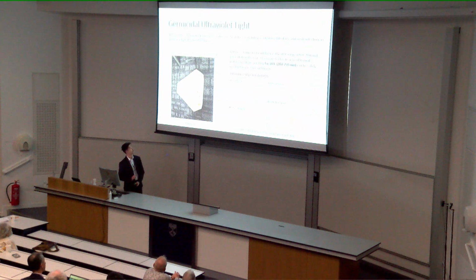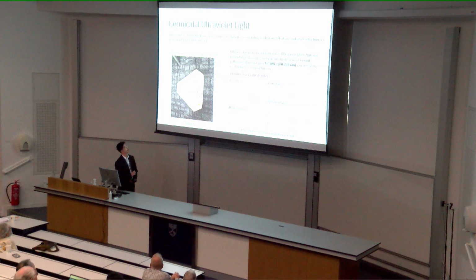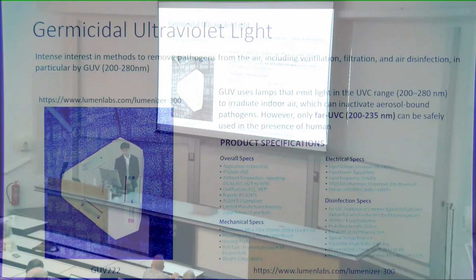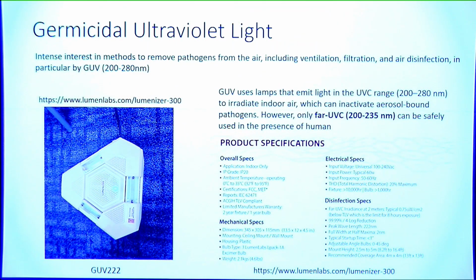There has been a growing interest in germicidal ultraviolet light to remove pathogens from the air, especially in the wavelength range from 200 to 280 nanometers. UV utilizes lamps to emit light in the UV range to irradiate indoor air and ultimately inactivate aerosol-bound pathogens. But here's the caveat: only Far-UVC light from 200 to 235 nanometers can be safely deployed in the presence of humans. And here we have the GUV222 lamp from Lumen Lamps, and you can find all the details of this product on the website listed here.